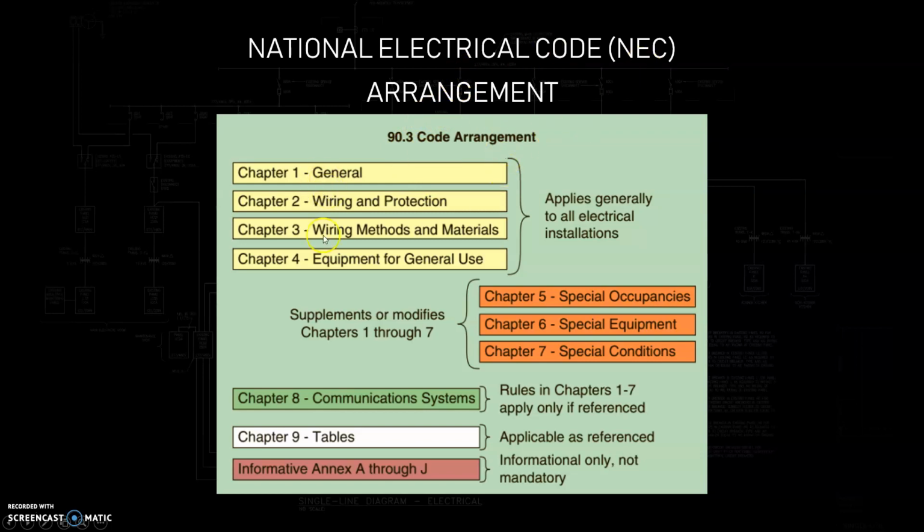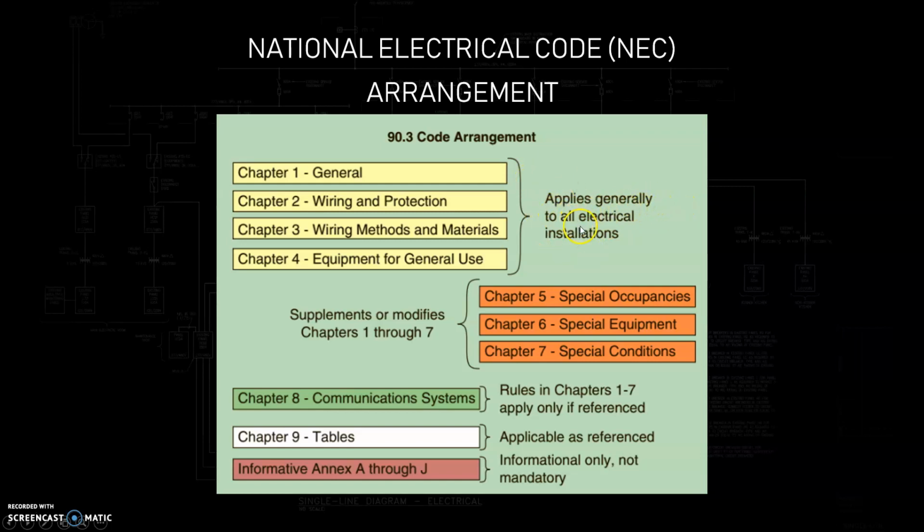Well, I shouldn't even say wiring method there. Wiring scenarios. Chapter 3 is going to be your wiring methods and materials. So this is where you're going to find specific information about maybe the wiring method you're using. So EMT, MC cable, Romex cable. That's where you're going to find that kind of stuff. And then Chapter 4, equipment for general use. So now we're talking about transformers, luminaires, otherwise known as light fixtures, motors. So kind of equipment, right? And that's your general stuff, for lack of a better term.